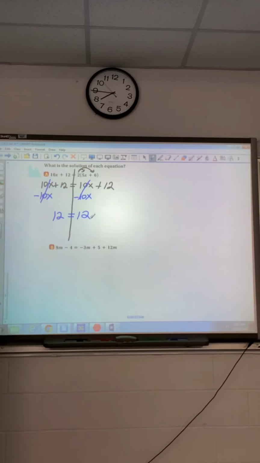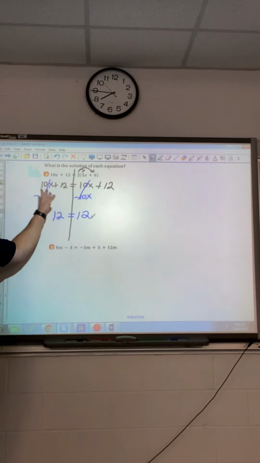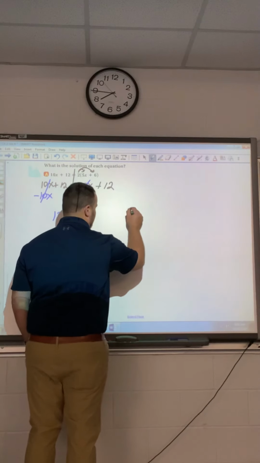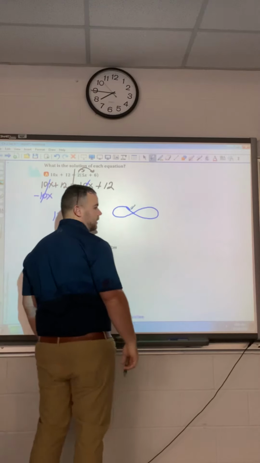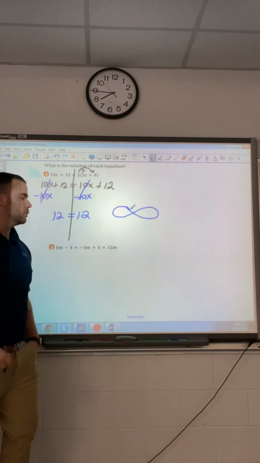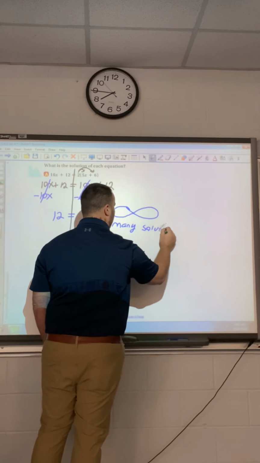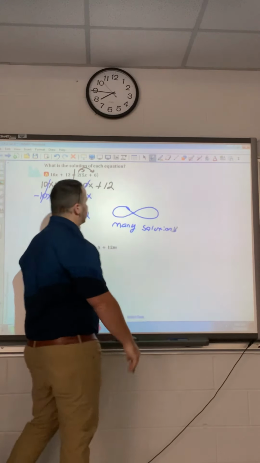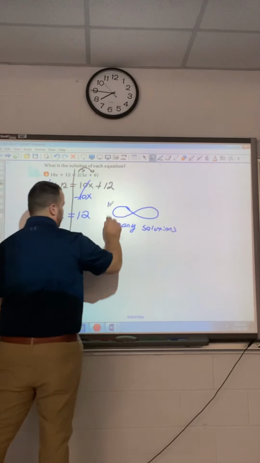It's not 0. So check it out. Anytime you're doing an equation and you end up with the exact same thing on both sides, it's a really easy problem. There are this many solutions. What's that sign mean? Infinitely many solutions, okay? So pretty much any number that I want, I can plug into x and it will give me a true statement. So this is infinitely many solutions.